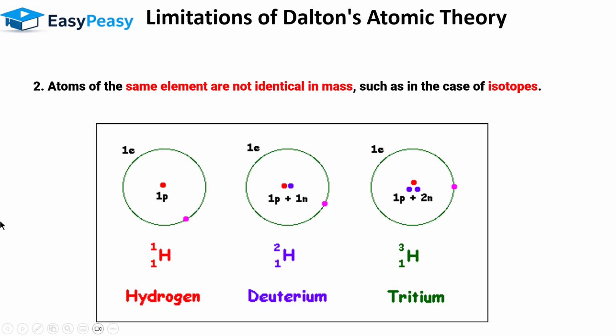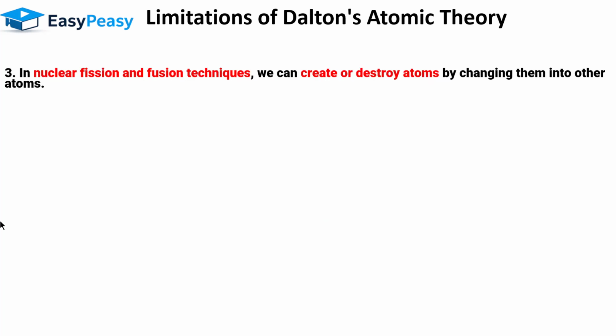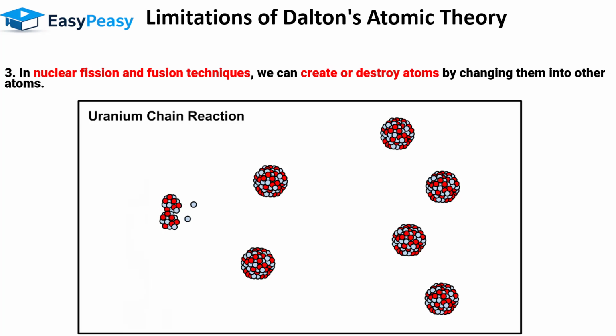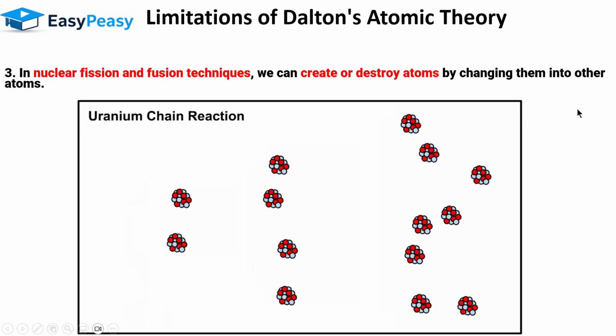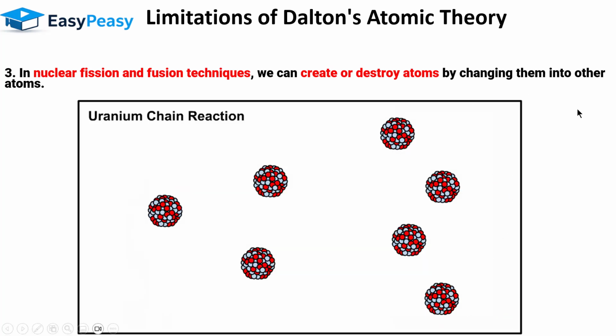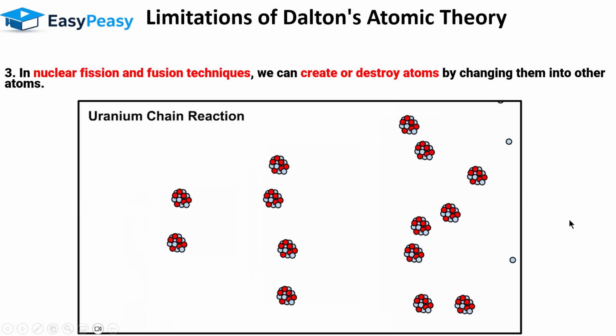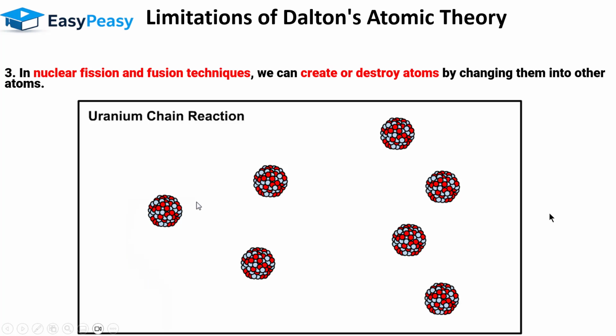The third and last limitation of Dalton's atomic theory is that in nuclear fission and fusion techniques, we create or destroy atoms by changing them into other atoms. Just like you can see in this picture, the bigger atoms are converting into smaller atoms in the uranium chain reaction.